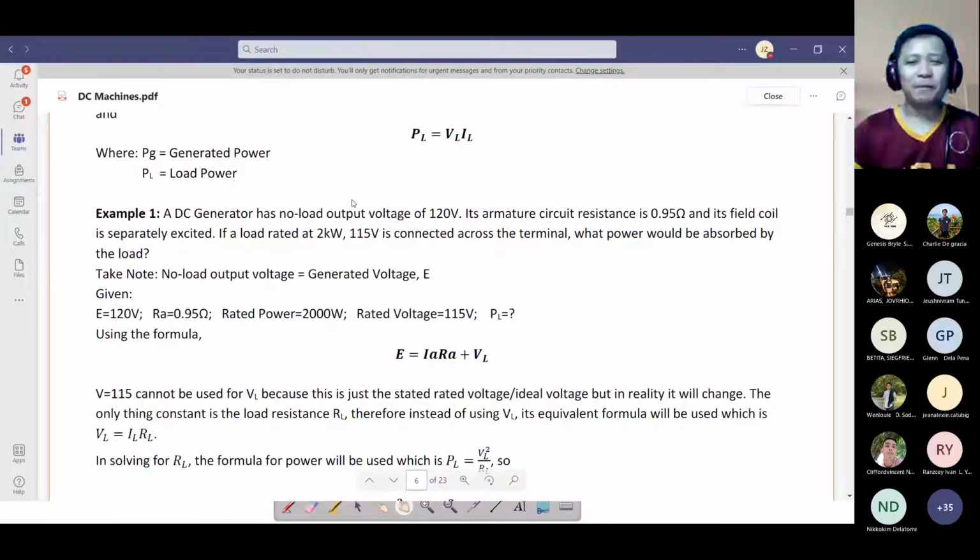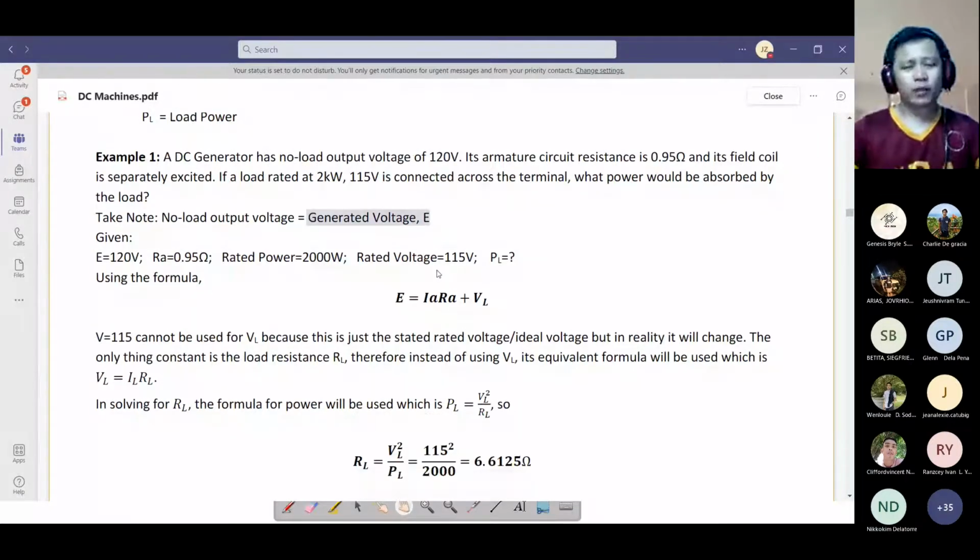So here you have a DC generator with a no-load output voltage of 120 volts. Now, when a problem says that you have a no-load output voltage of 120 volts, it means that is the generated voltage. You have to know immediately that if a no-load output voltage appears in a problem, it automatically means the generated voltage E.